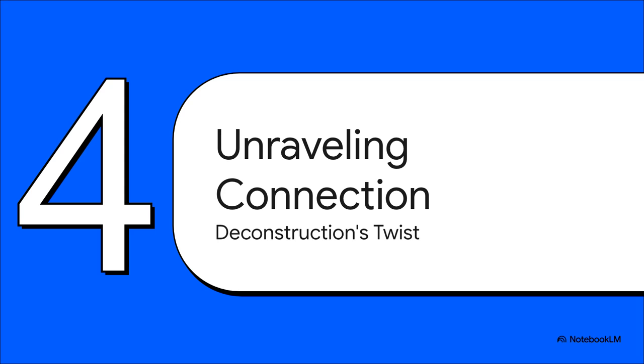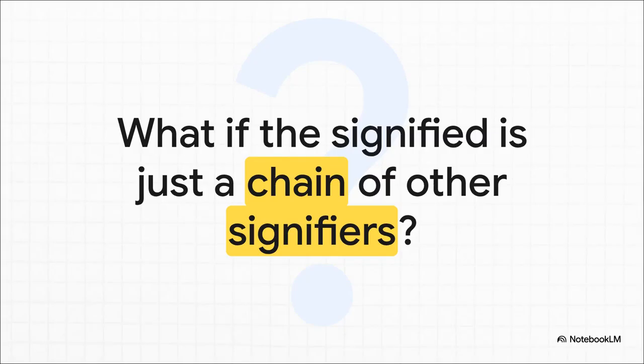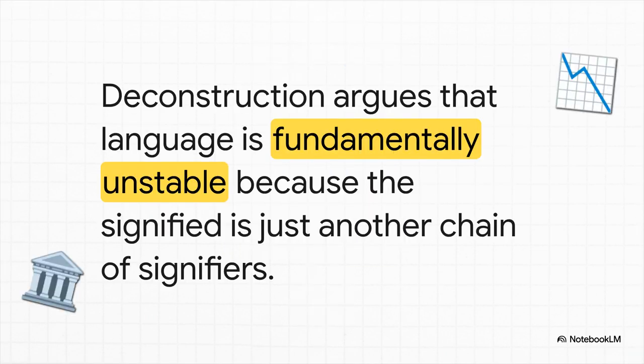Just when we think we've got it all figured out, a new way of thinking called deconstruction comes along and pulls on one little thread that causes the whole thing to unravel. It all started with one simple but devastating question. We said the word "tree" points to the concept of a tree, right? But how do you define the concept of a tree without just using more words? You know, words like plant, or wood, or leaves. What if the thing we thought was a stable concept, the signified, isn't a final destination at all, but just another word, another signifier in disguise? And with that one question, the floor just drops out.